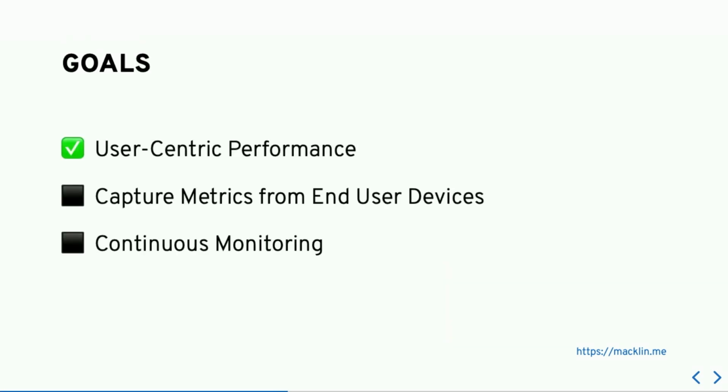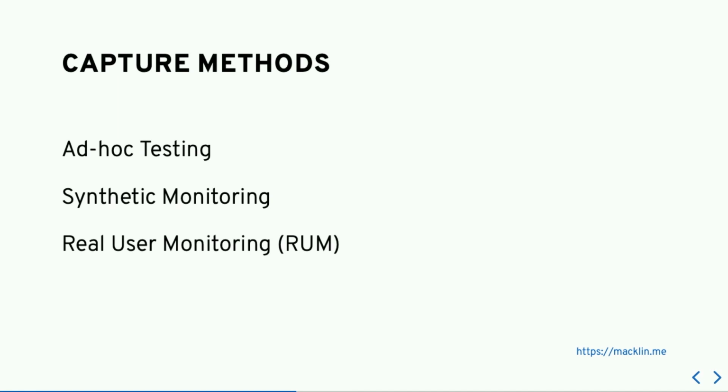Cool, so we know a little bit about user-centric performance, that's good. Now, what we need to figure out is how do we actually capture these metrics? How are these generated? How do we figure out what our LCP is, for example? There's a couple of ways you can do that. You can use ad hoc testing, or synthetic monitoring, or real user monitoring. So I'll cover what each of those mean.